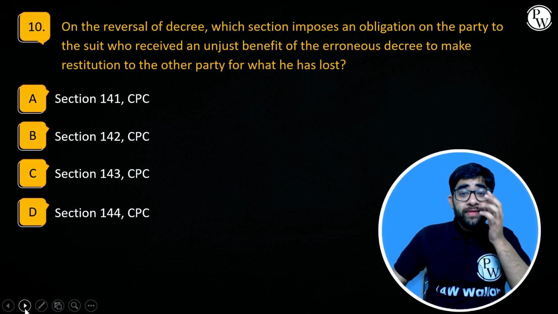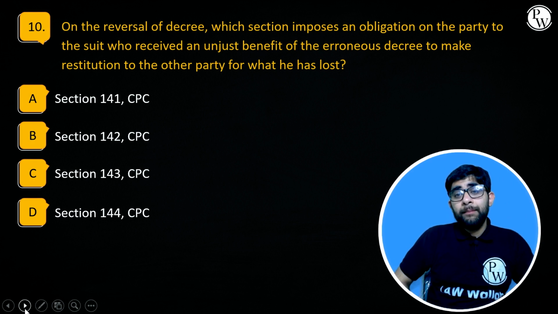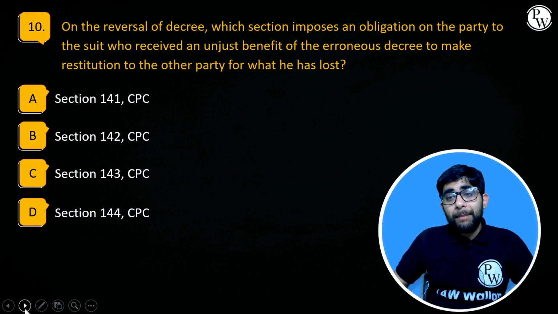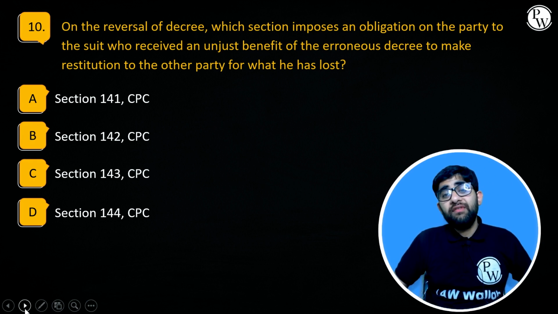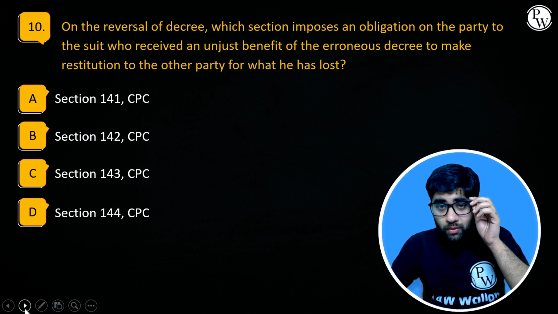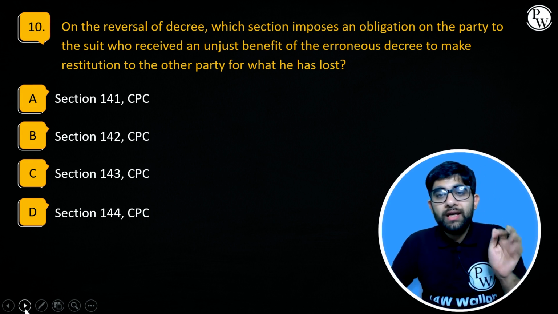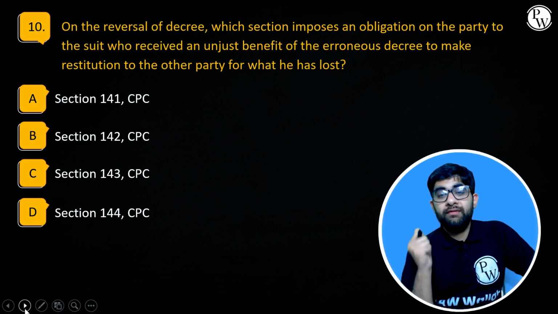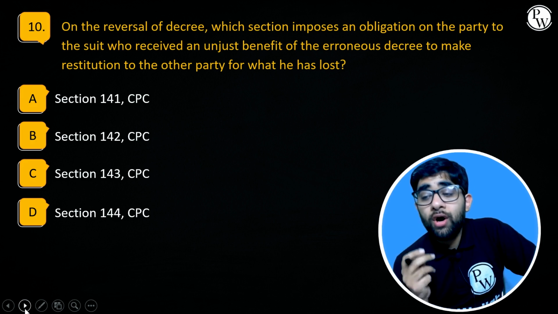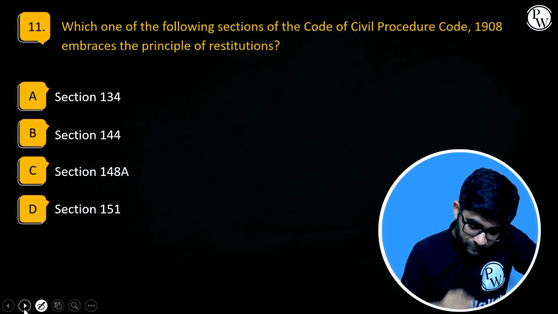Next, on the reversal of decree, which section imposes an obligation on the party to the suit who received an unjust benefit of the erroneous decree to make restitution to the other party for what he has lost? Section 141, 142, 143 or 144. The answer to this is section 144 CPC.